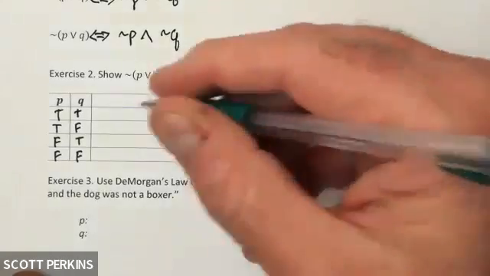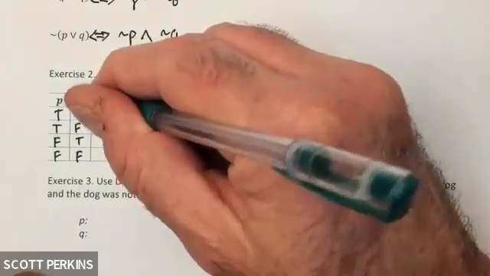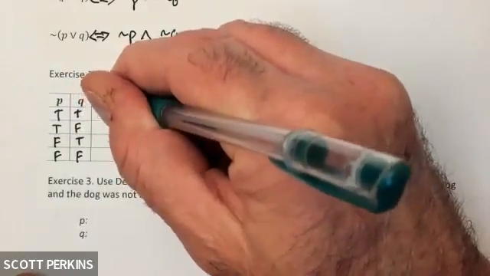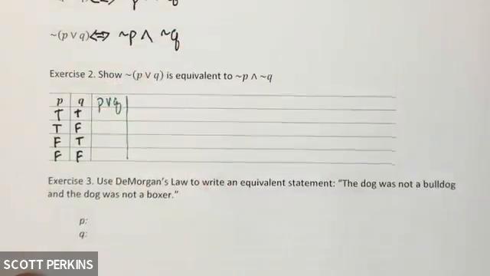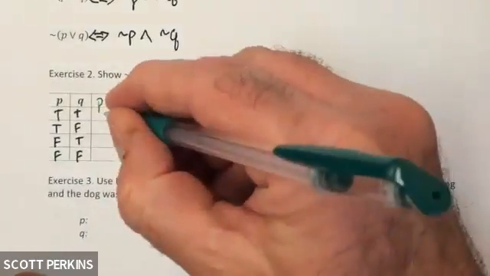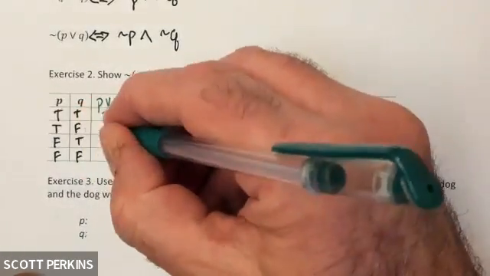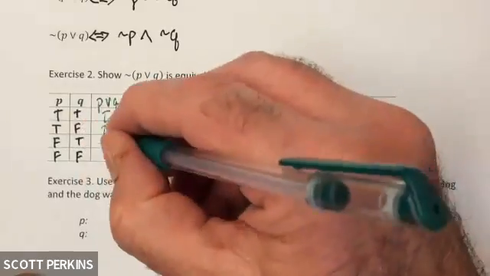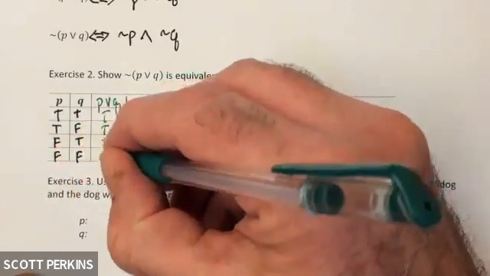So the first one in parentheses, I've got the P or Q, so I'm going to start in the parentheses with that. The or statement is true when either one is true, so I've got true or true, so that's true. True or false, that's true. False or true, that's true. False or false, that's false.